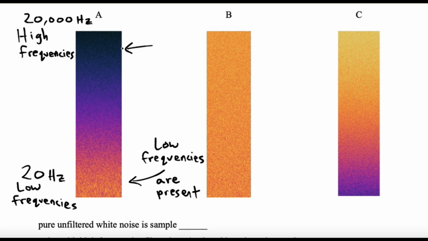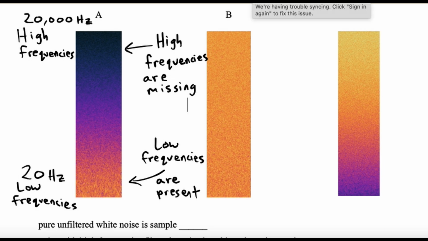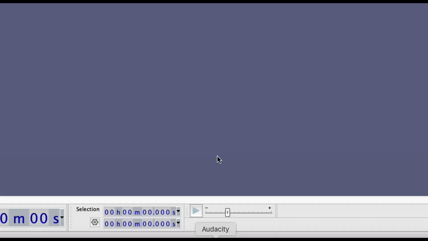Where we have darkness, that indicates that frequencies are missing. So this is an effect called filtering. Some of the frequencies are removed from the white noise on the left. Just to give an example, I'll go to Audacity.